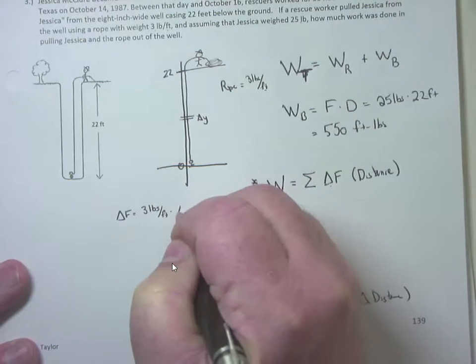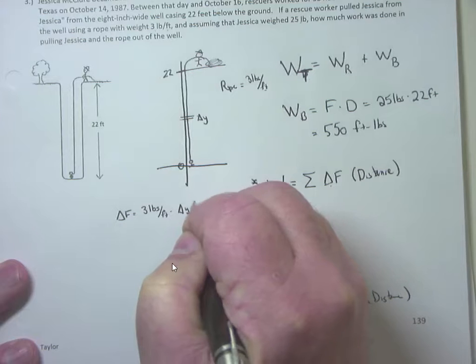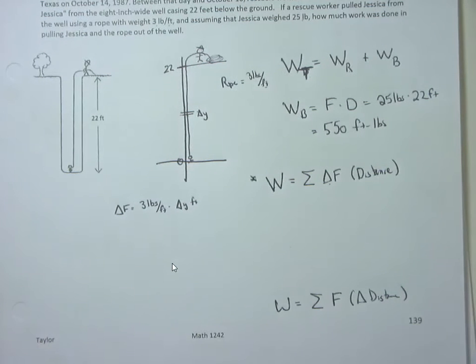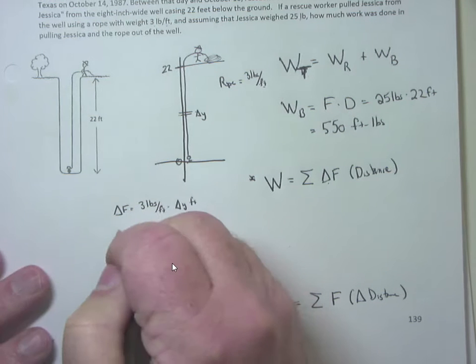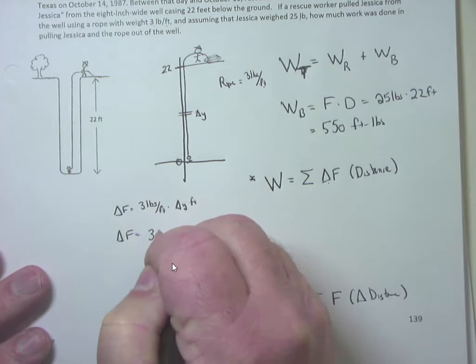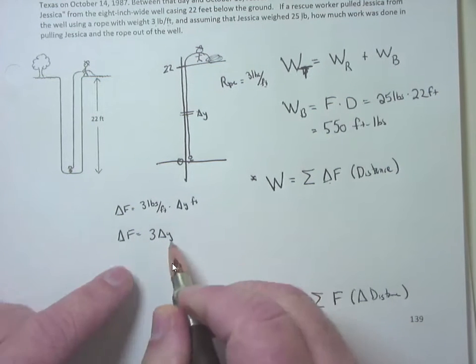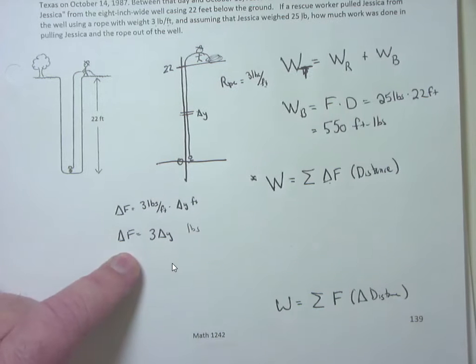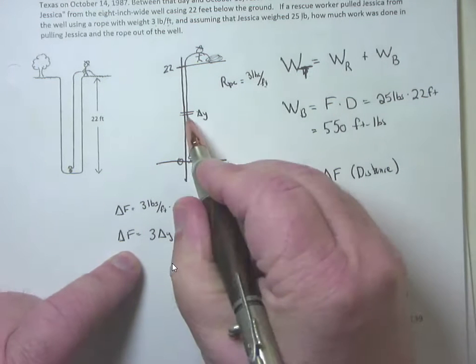I just have a delta y, which is in feet, of rope. Look at your units. Analyze your units. What happens to the feet? What's pounds per foot times foot turn into? Pounds. And what is force measured in? Pounds. This is change in force, which would be 3 delta y, and that would officially be in pounds. That's what this little section of rope is.